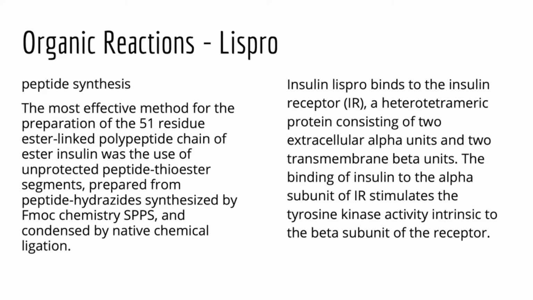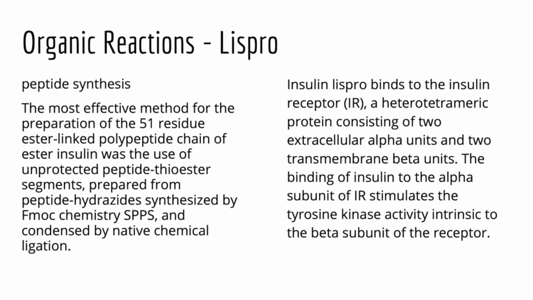So, organic reactions, Lispro. Peptide synthesis is one. And then the most effective method for the preparation of the 51 residue ester-linked polypeptide chain of ester insulin was the use of unprotected peptide thioester segments prepared from peptide hydrazide synthesized by FMOC chemistry, SPPS, and condensed by native chemical ligation.